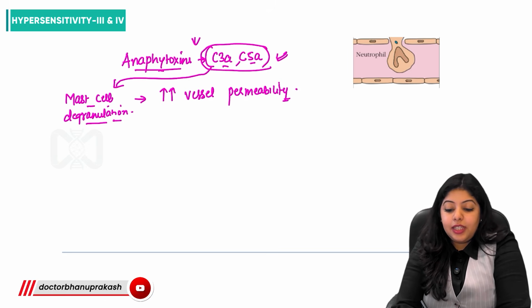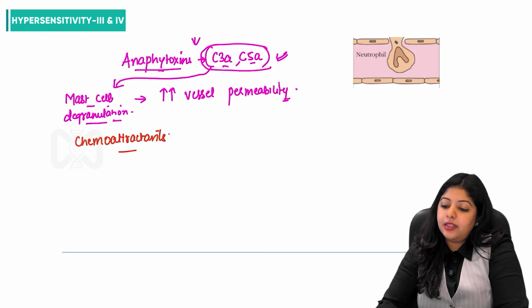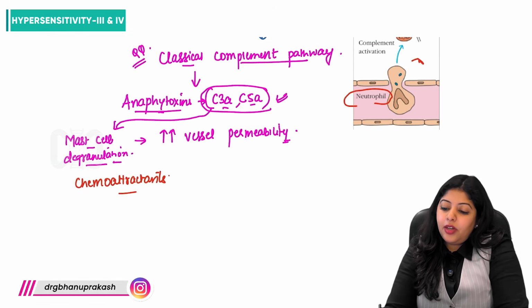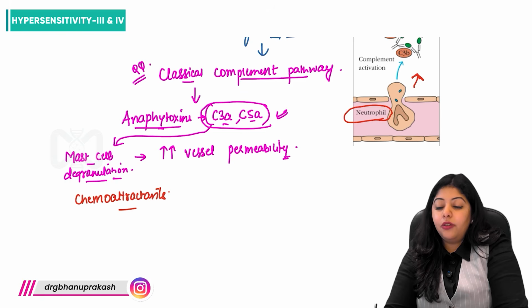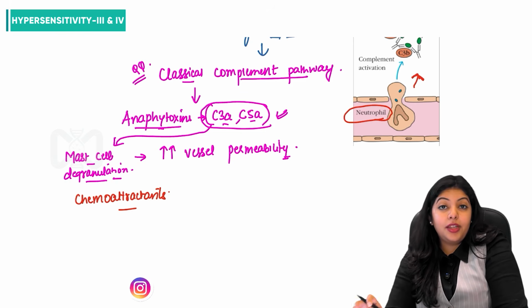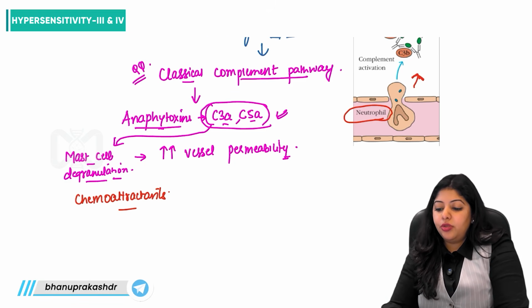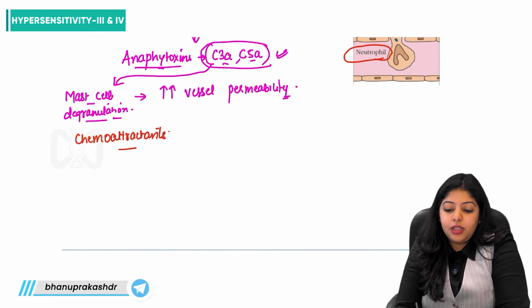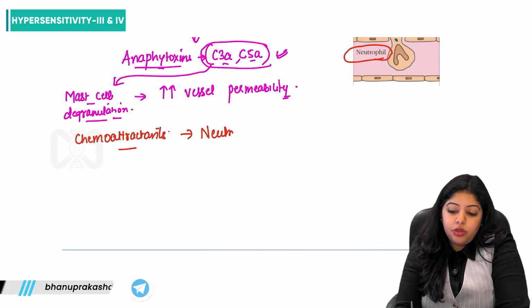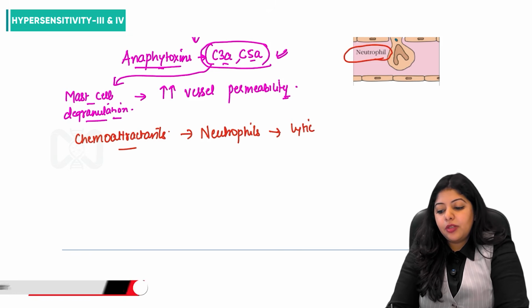So these anaphylatoxins, alongside, also act as chemoattractants. And why do we say they act as chemoattractants? Because they are going to attract the neutrophils from the circulation to the site of the immune complex formation and the complement coating and the tissue destruction site, right? So these neutrophils are going to be recruited. Now what are these neutrophils doing? Neutrophils are going to release lytic enzymes.